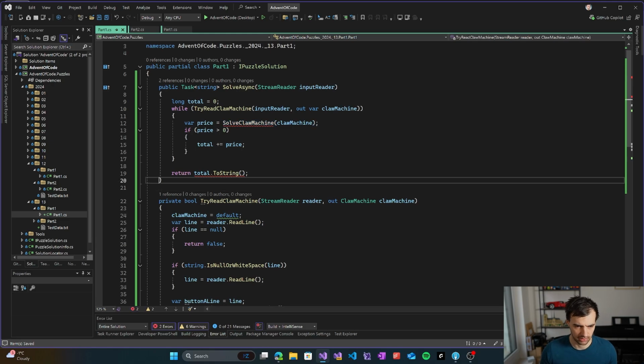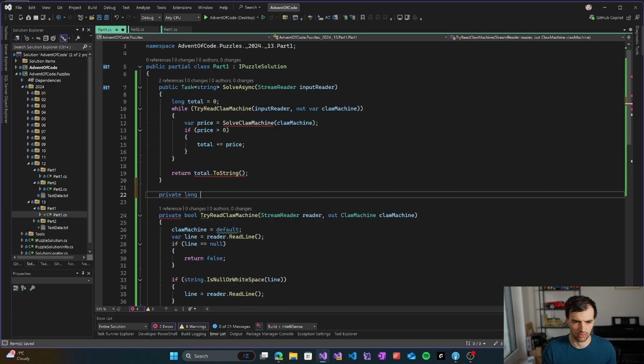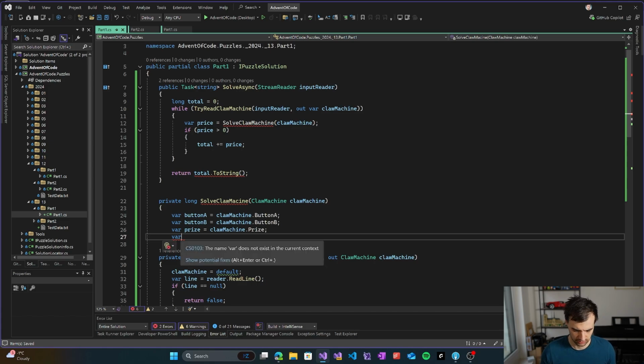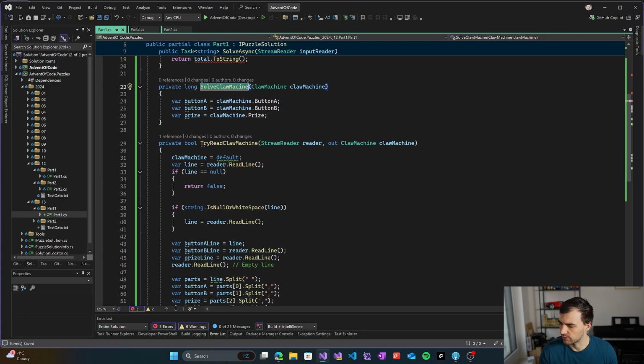We'll have a method called private long SolveClawMachine, and it's going to take a ClawMachine like this, and it will solve the equations basically. So that's what we have.